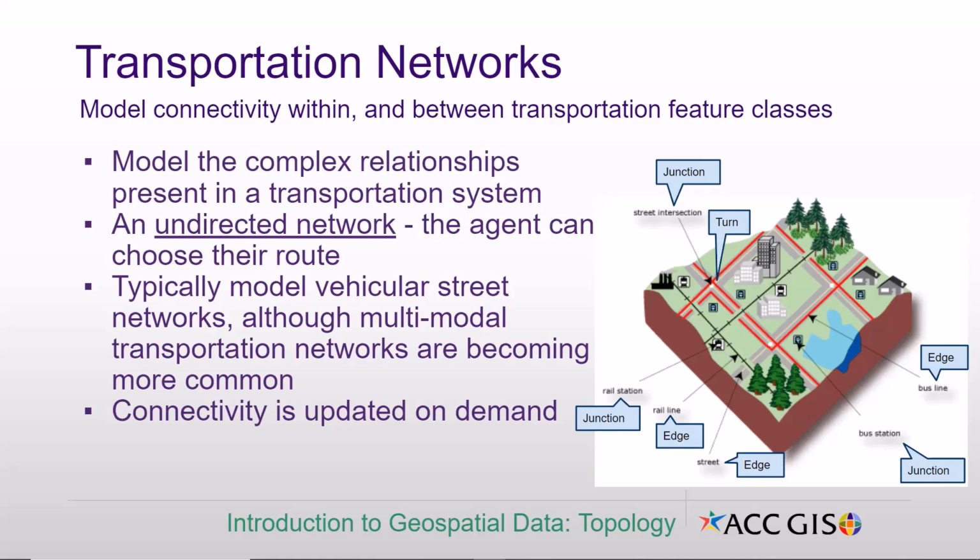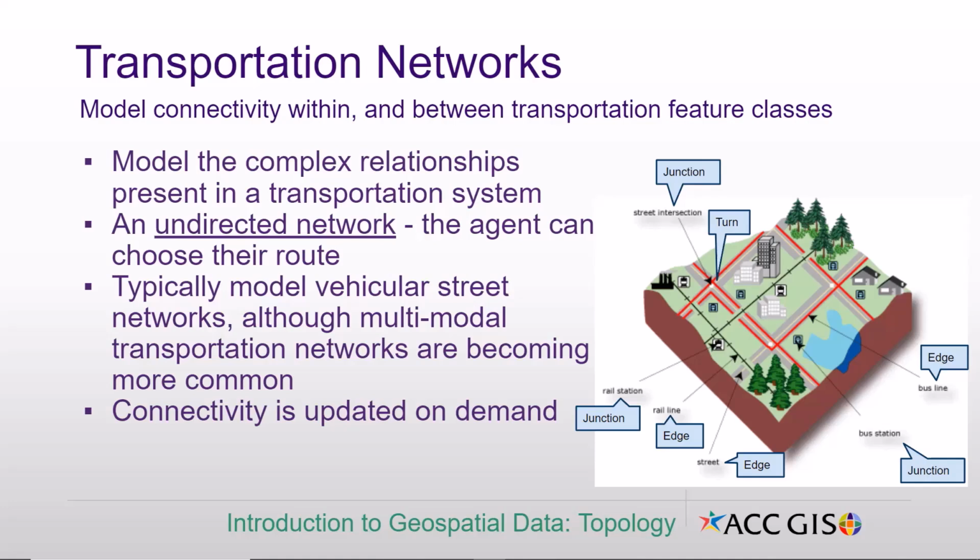Transportation networks model connectivity within and between transportation feature classes. So transportation networks are much more complex than utility networks because the agent can choose its path through the network. This makes it an undirected network in which the agent can choose their route. A vehicle, for example, can go right, left, straight, or make a U-turn at a four-way intersection.